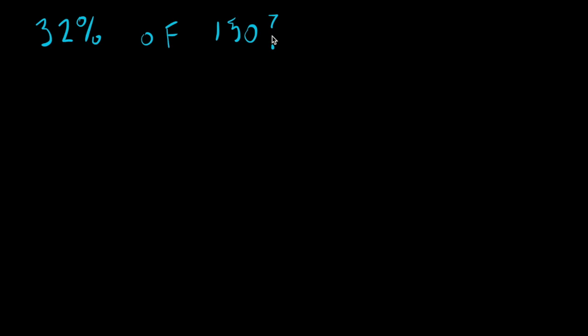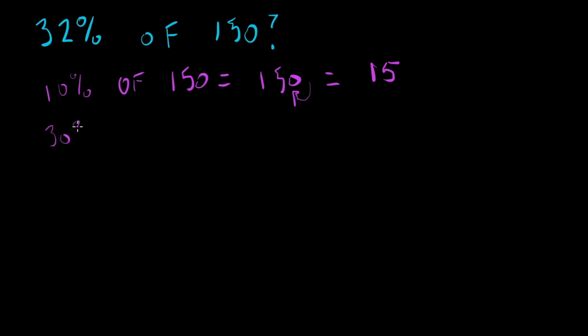All right, so hopefully you tried to solve it on your own. Now let's break it down. Okay, so first things first is we say, okay, 10% of 150. Okay, so we take 150, move our decimal place once to the left, so it's 15. Now if we have 30%, that's just going to be this times 3, right? So 30% of 150 is equal to 15 times 3, which is just 45. Okay, so we know that 30% is 45.